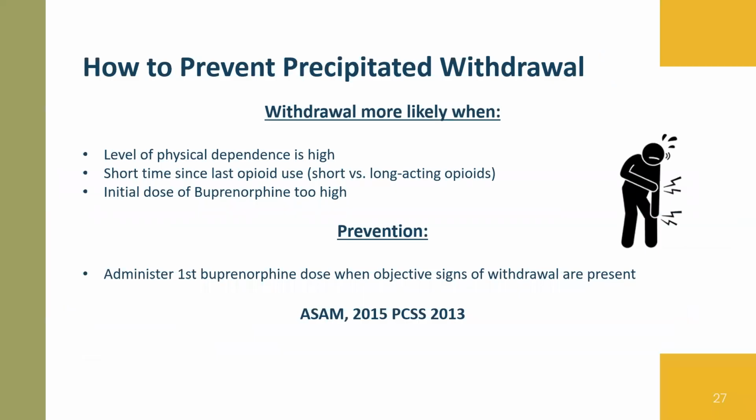When giving patients an 8 milligram dose of buprenorphine, we have not seen a high rate of precipitated withdrawal occur, but we do know withdrawal is more likely to occur when there is a level of physical dependence that is high, or there has been a short time since the patient's last opiate use, or if that initial dose of buprenorphine is too high. So again, that's why we do the clinical opiate withdrawal scale, to make sure they're far enough into withdrawal that we might prevent precipitated withdrawal.